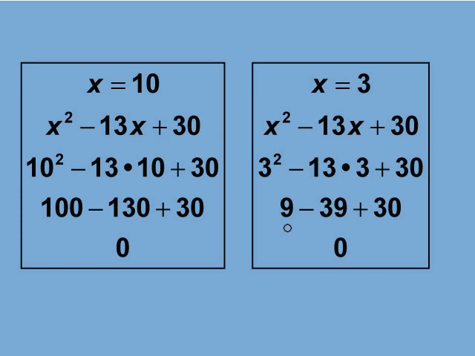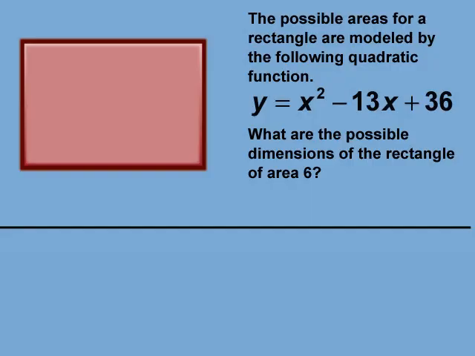Let's look at a final example which builds on what we just solved. The possible areas for a rectangle are modeled by the following quadratic function. Y equals x squared minus 13x plus 36. What are the possible dimensions of the rectangle of area 6?